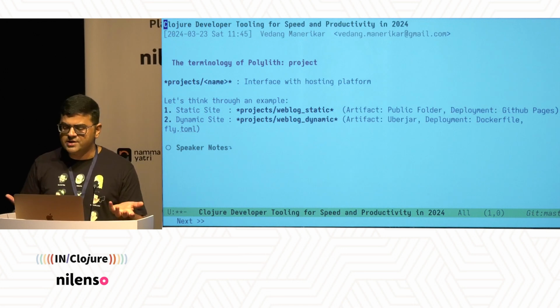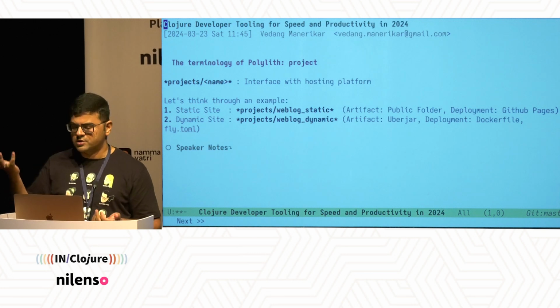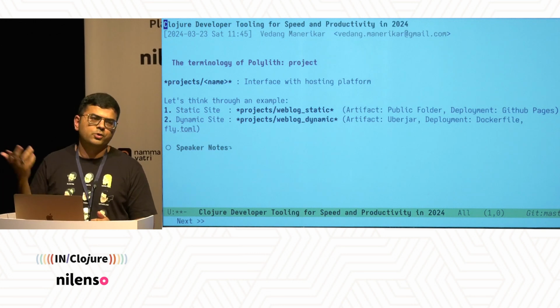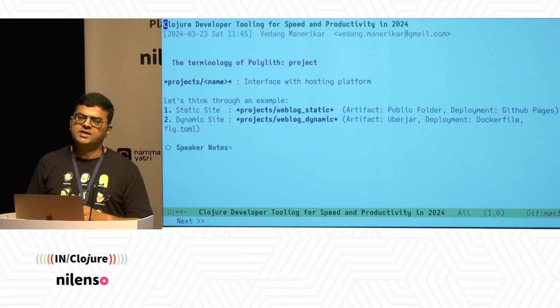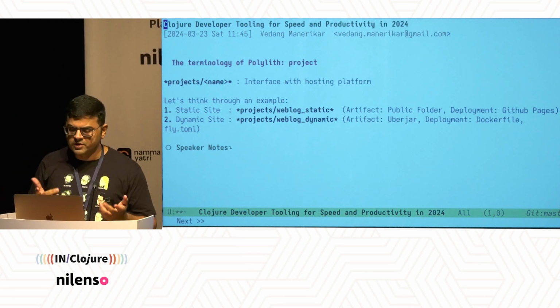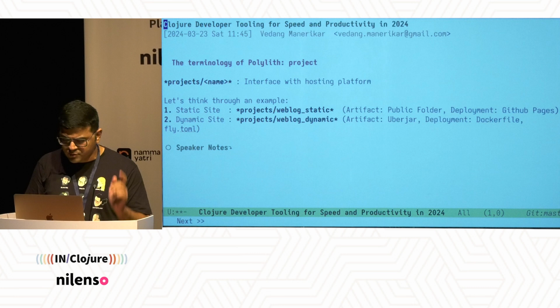The static project essentially is nothing other than the public folder of what I want to serve, right? And I'm probably going to deploy it to GitHub Pages or some other thing like that. The dynamic one is the Uber jar, the Dockerfile, things like that, right? The server essentially. So that's what projects is.